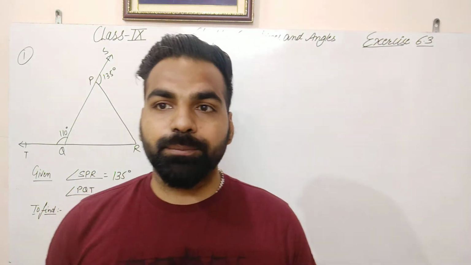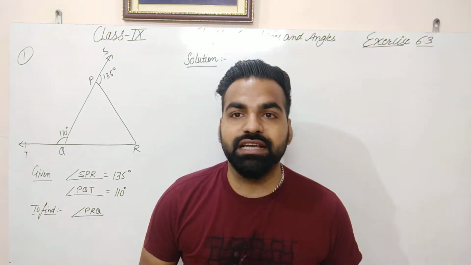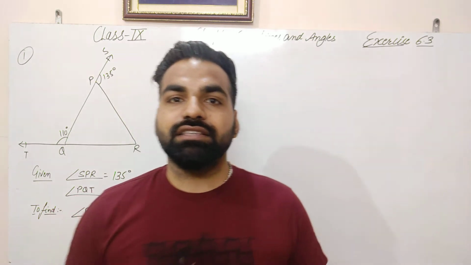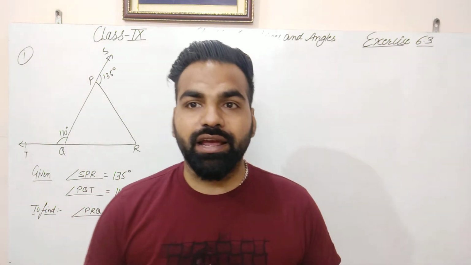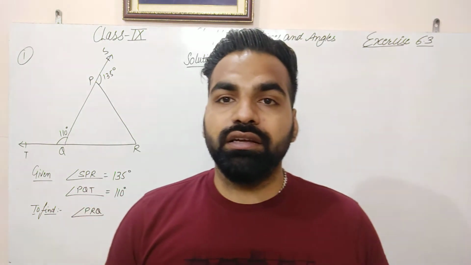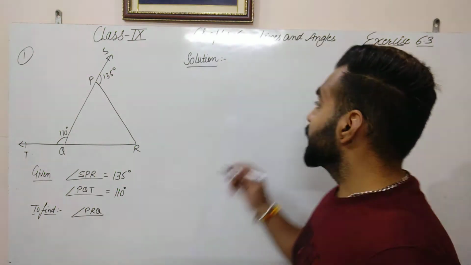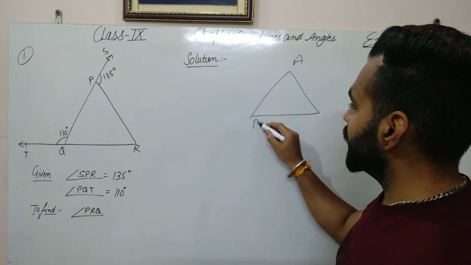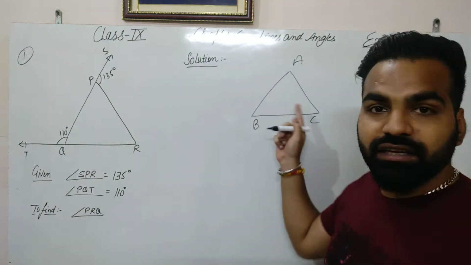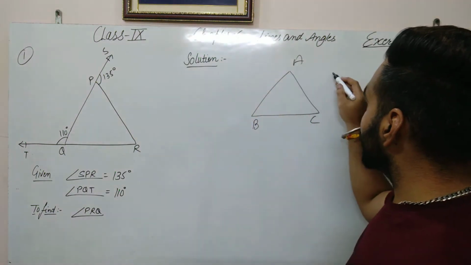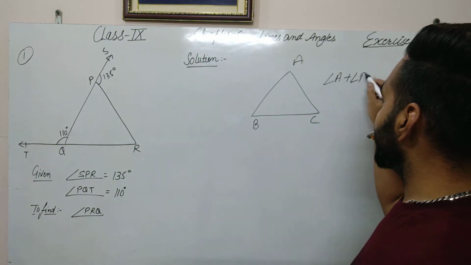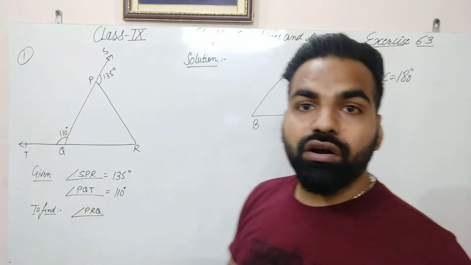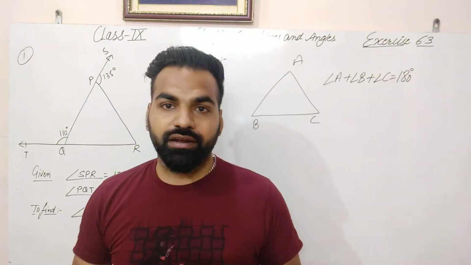First is the angle sum property. We all know what the angle sum property is. The angle sum property states that the sum of all the interior angles of a triangle is equal to 180 degrees. So if there is a triangle ABC, and A, B, C are the interior angles, then angle A plus angle B plus angle C is 180 degrees. This is called the angle sum property for triangles.